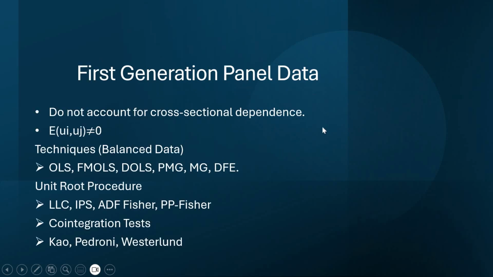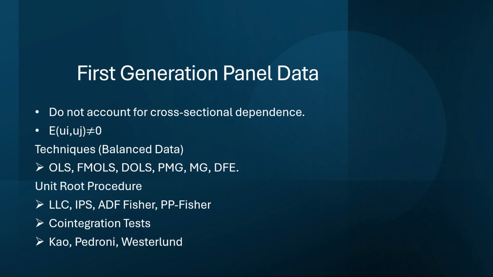Before we start talking about the steps in first and second generation panel data econometrics, we need to understand what they actually are. First generation panel data econometrics is basically panel data analysis that does not account for cross-sectional dependence. Cross-sectional dependence, statistically, is when the expected value of the error term in one country and the expected value of the error term in another country is not equal to zero. If it is equal to zero, there is no cross-sectional dependence. If it is not equal to zero, there is cross-sectional dependence.